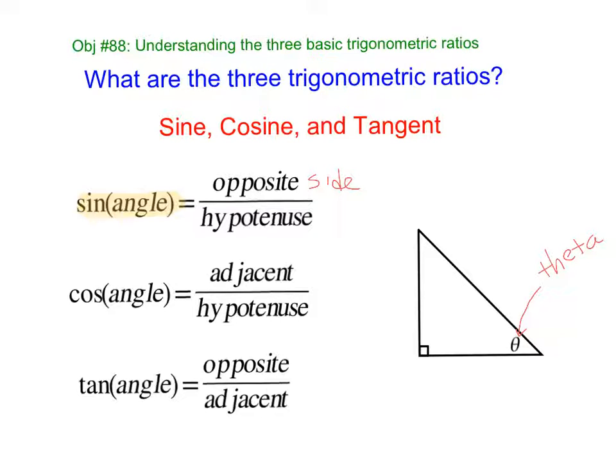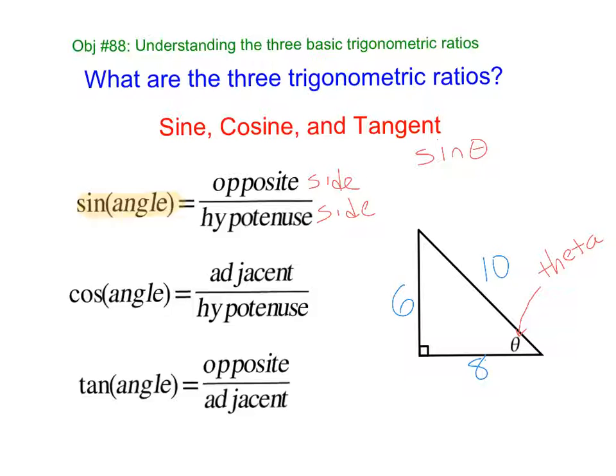And it's really, really common. It's a really common letter to use when you're talking about angles. So, for example, if I have sine of theta, let's put some numbers in here. So I'm going to just pick some numbers. Let's say it's 6, 8, and 10. So that works for Pythagorean theorem.